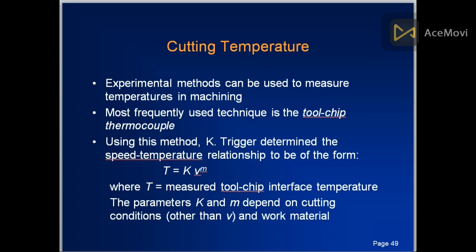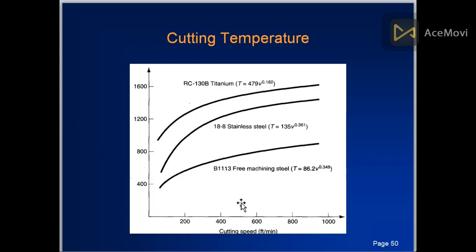Experimental methods can be used to measure the temperature in machining. The most frequently used technique is the tool-chip thermocouple. Using that method, Trigger determined the speed-temperature relationship to be of the form T equals K V to the power M, where T is the tool-chip interface temperature. The parameters K and M depend on cutting conditions other than V. This is the simplified relation.